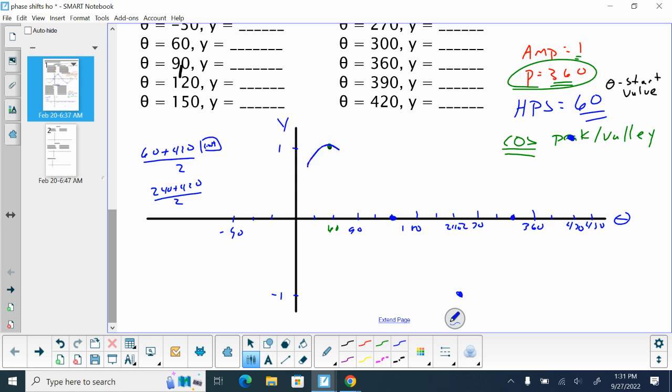So if I look at my graph now, here would be my cosine curve. And once again, if I just take a look at a very basic cosine curve, all we have done is taken every one of our points and slid it to the right 60 degrees. That's our horizontal phase shift.